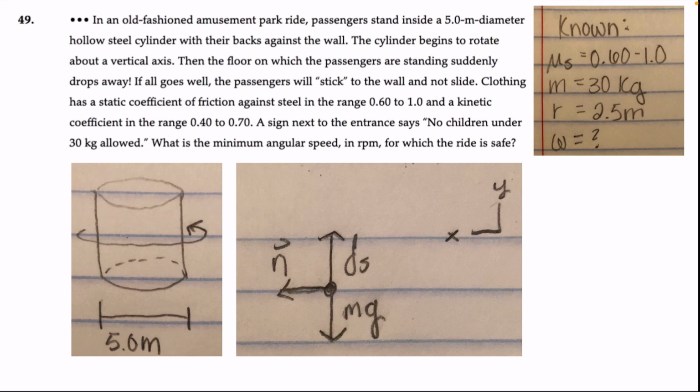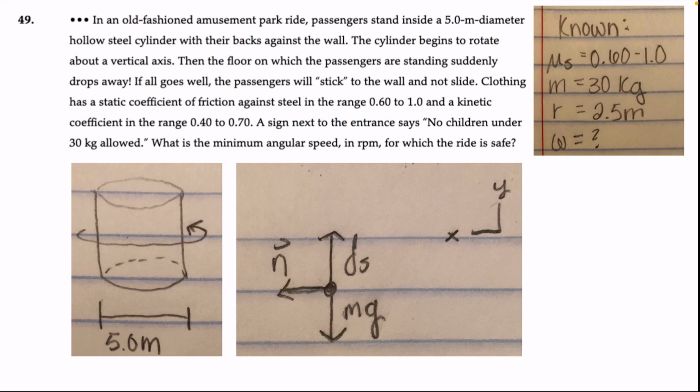The clothing has a static coefficient of friction against steel from 0.6 to 1 and a kinetic coefficient from 0.4 to 0.7. And only people over 30 kilograms are allowed on the ride. The problem is asking us specifically what the minimum angular speed in rotations per minute is for the ride to be safe. So the first thing I did for this problem was just sketch out some drawings to make sense of this.